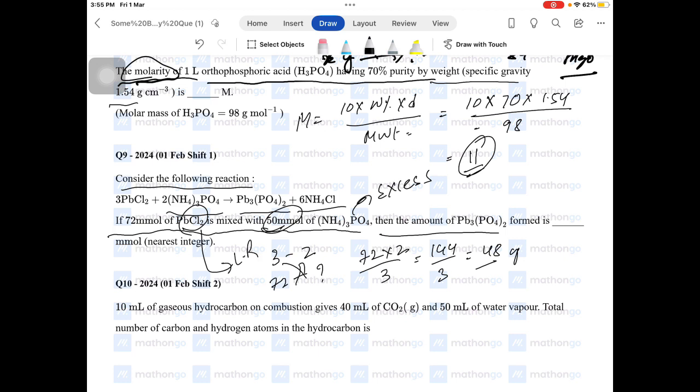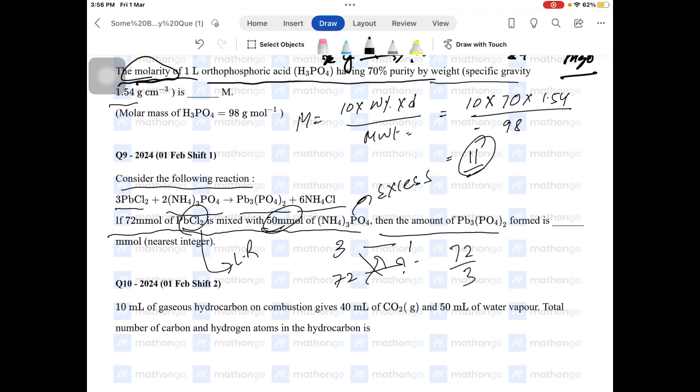Now the product depends upon the limiting reagent. So the limiting reagent lead chloride, 3 moles will give 1 mole of lead phosphate. 72 will give how much? So now 72 by 3, that is 24 millimoles of lead phosphate will be obtained.